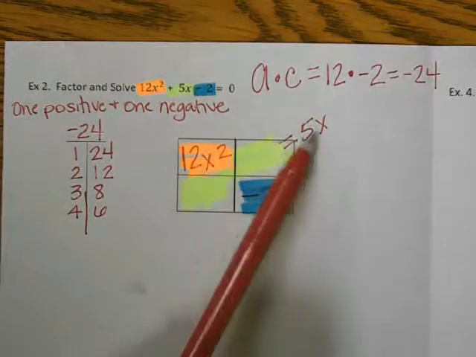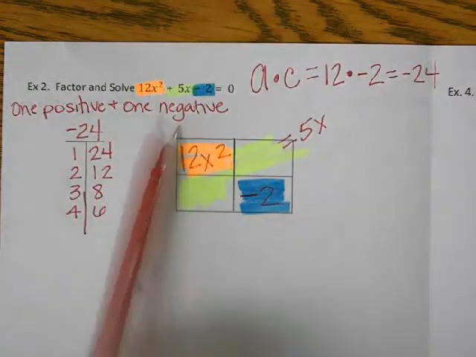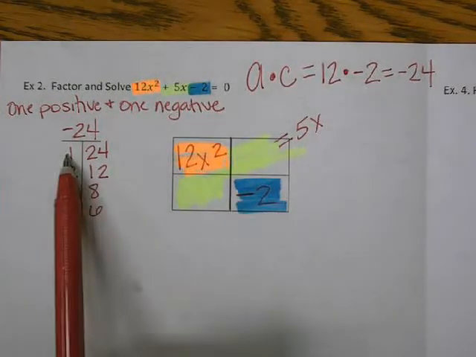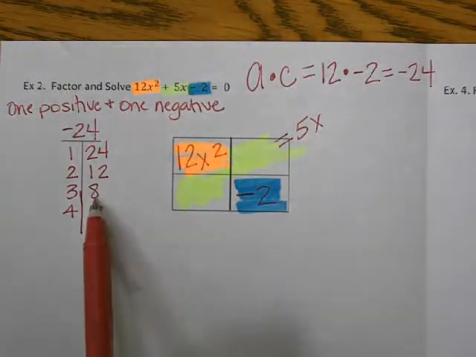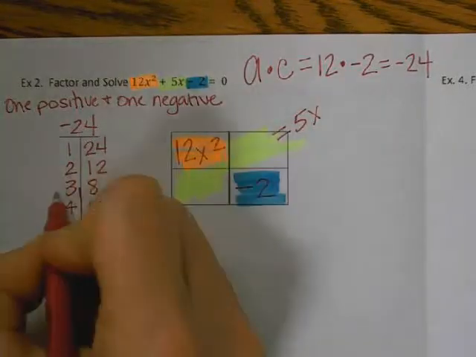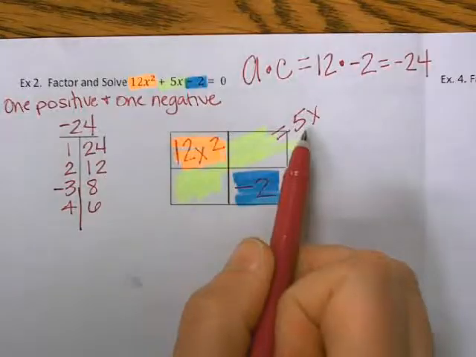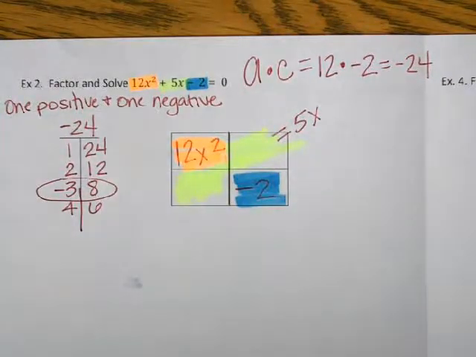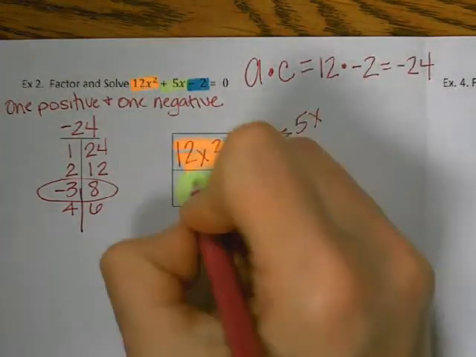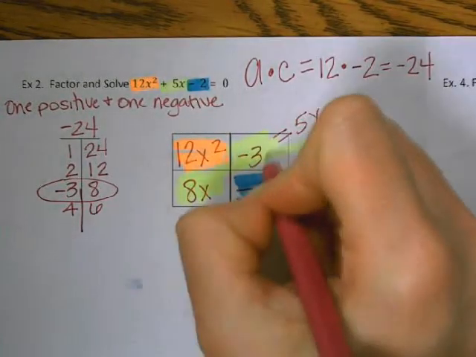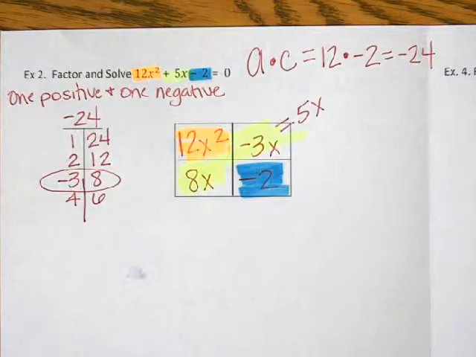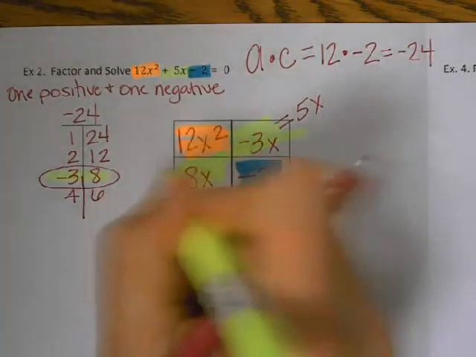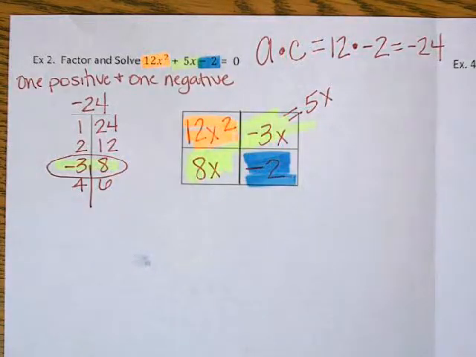Okay, so I want to get them to be 5x. So remember, if one is positive and one is negative, then that must mean I'm subtracting. So go through and subtract. 24 minus 1 is 23. 12 minus 2 is 10. 8 minus 3 is 5. Oh, look, that's what I'm looking for. Now, in order for it to be positive 5, I want to do positive 8 and negative 3. Okay? Positive 8 and negative 3. So those are the numbers that I write here. 8x and negative 3x. Does that make sense? Alright. Maybe I should highlight those yellow so that you know that they go in the table there. Okay? Those are the numbers that go in the table.